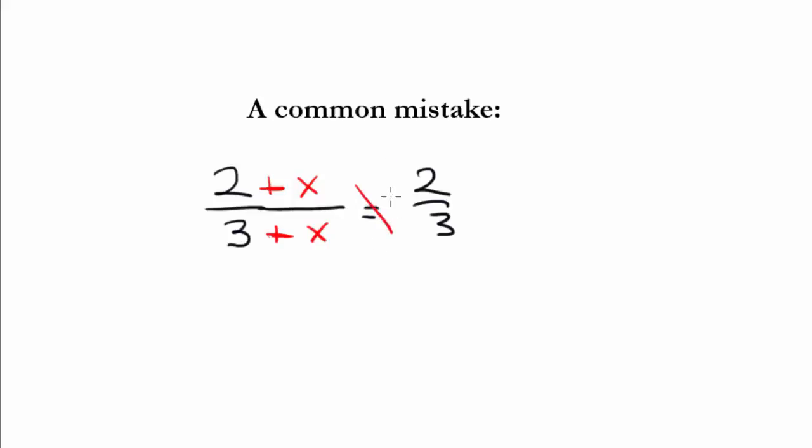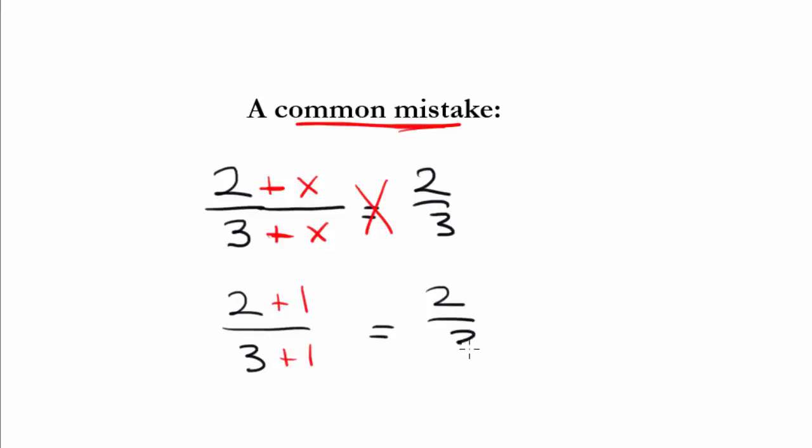No, no, no, no, no. This is not true. This is a mistake, a common mistake. Okay? And in order to make sense of why this is a mistake, let's try it with a number. This is a really good strategy: if you're wondering if a pattern or a formula holds, plug in a number and see what happens. So if this was true, I could say that 2 plus 1 over 3 plus 1 would have to equal 2/3. I just let x equal 1, that's all I'm doing here.